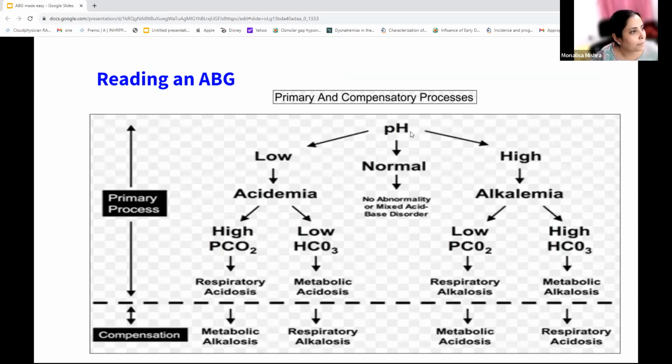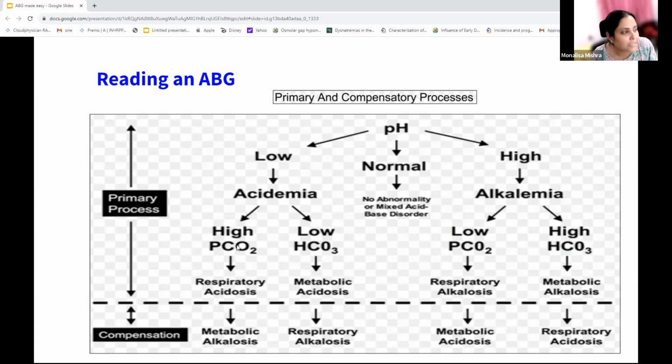So while reading an ABG, first always you see the pH. Either the pH is normal or high, then it is alkalosis or alkalemia, or it is low, then it is acidosis or acidemia. Now, after that, this is the primary process. You have to find out what is the primary process, if it is alkalosis or if it is acidosis. After that, you have to find out what is the dominant disorder. Is it a respiratory acidosis or a metabolic acidosis, or is it a respiratory alkalosis or a metabolic alkalosis?